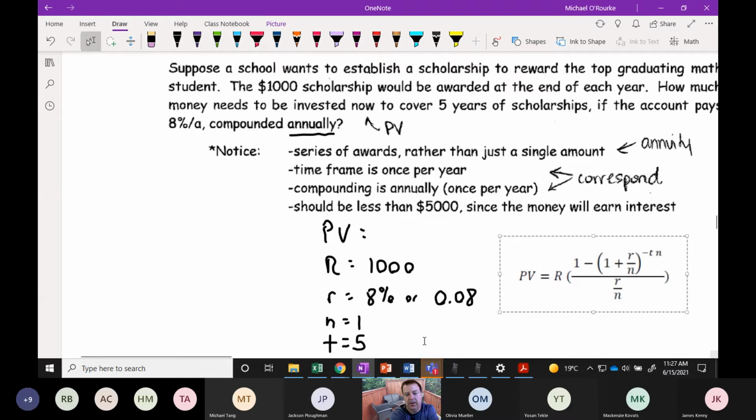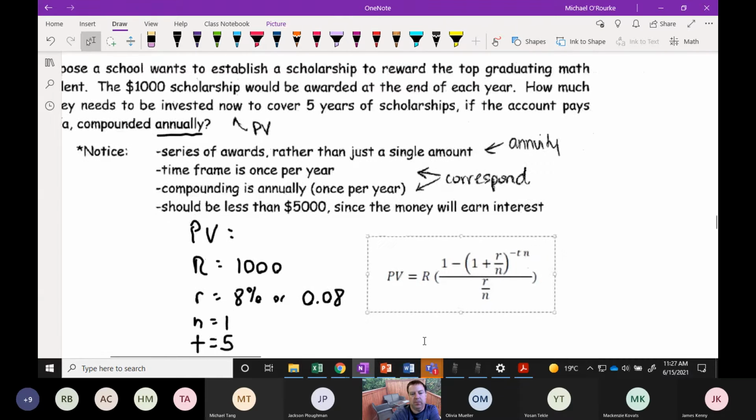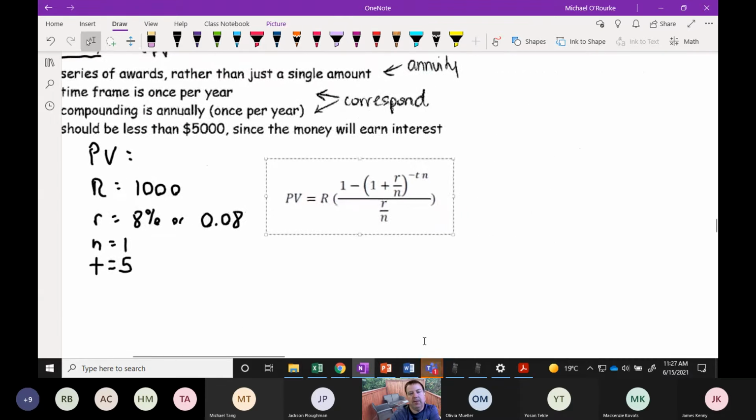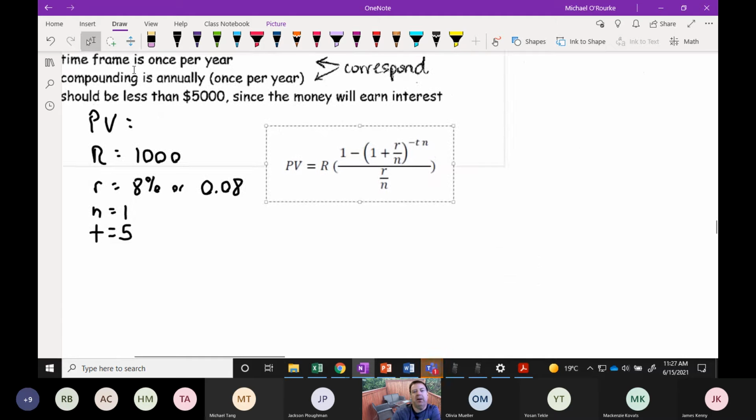So now I'm going to write down the formula. I'm going to plug everything into my formula. I apologize. Last time I got my formula messed up, I accidentally grabbed the PV formula instead of the future value formula. So we go 1,000.